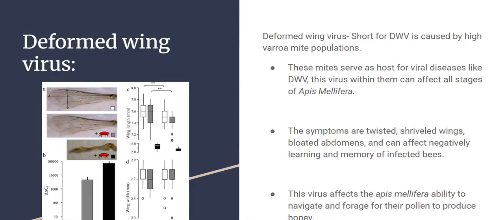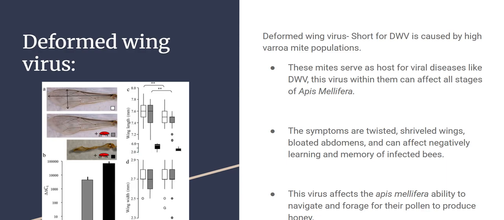So the agent I will be talking about with Apis mellifera is the deformed wing virus, short for DWV. It is caused by a high viral mite population. These mites serve as hosts for viral diseases like DWV. This virus within them can affect all stages of Apis mellifera. The symptoms are twisted, shriveled wings, bloated abdomens, and it can negatively affect learning and memory of infected bees. The virus affects the Apis mellifera's ability to navigate and forage for their pollen to produce honey.